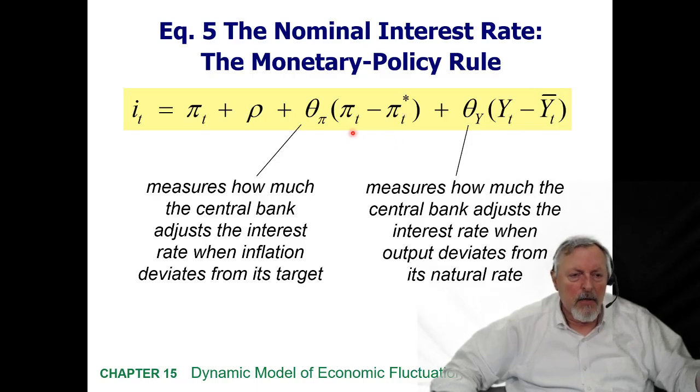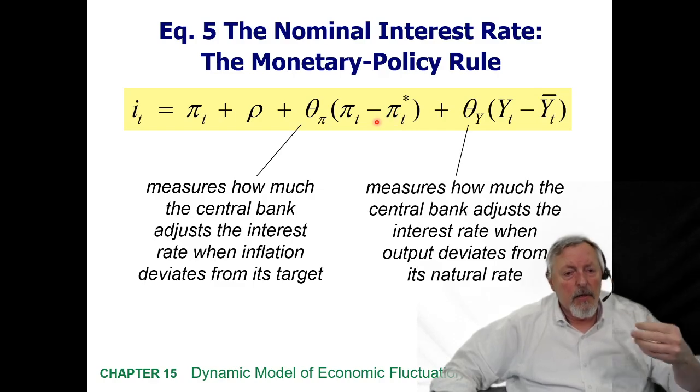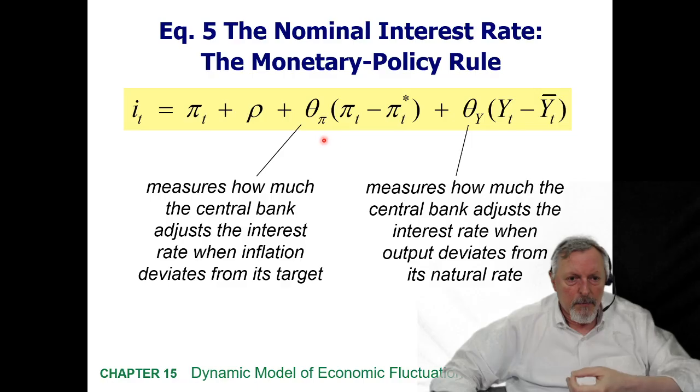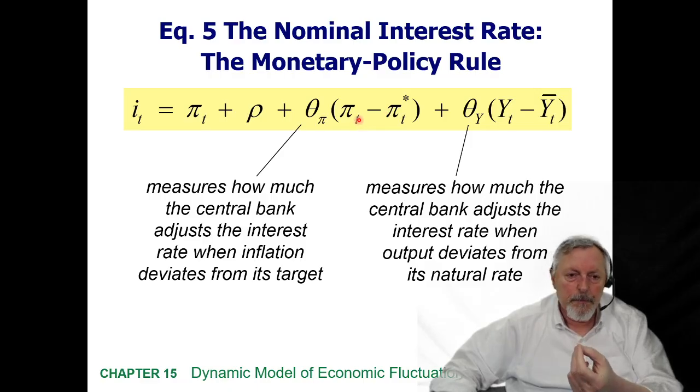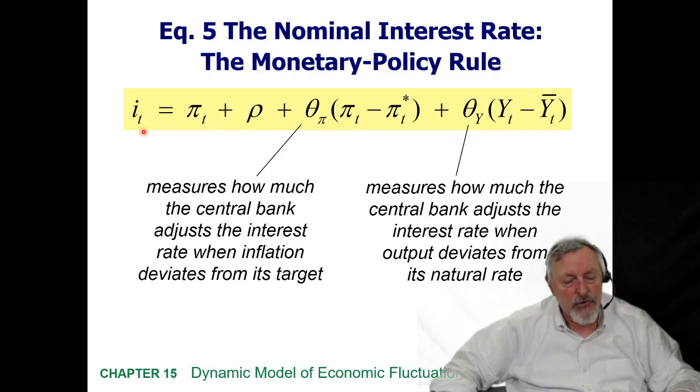If the current inflation rate is very far from the Fed's target, let's say above, so that this is a positive term, you multiply that by theta sub pi to get how much that difference gets put into the Fed's decision of the nominal interest rate. And the same is true here. Theta sub y is how much this output gap factors into the interest rate.